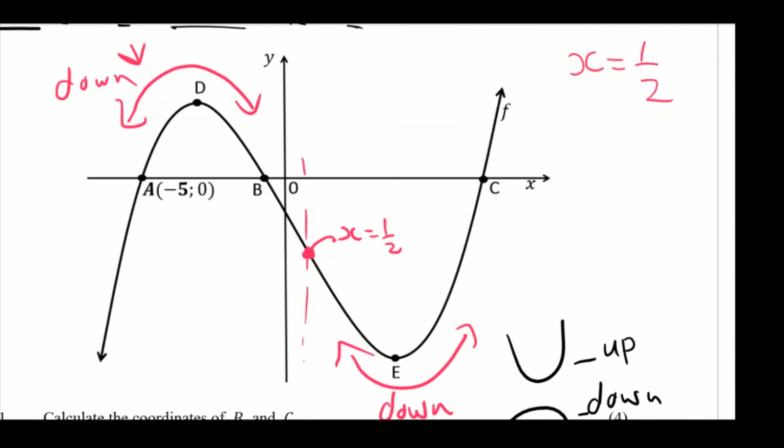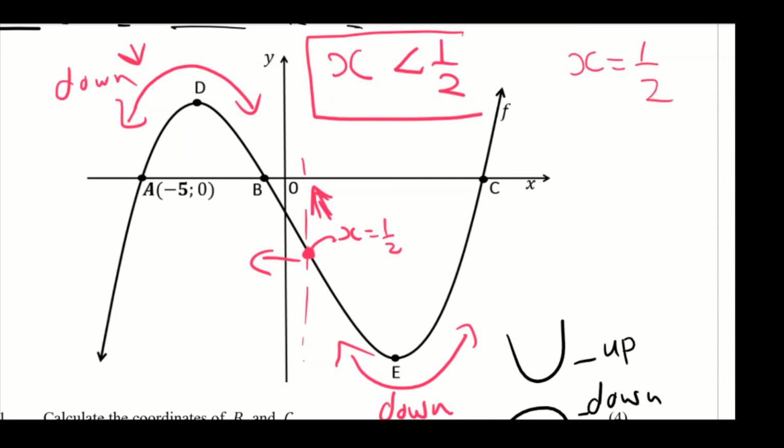Concave down is before 1 over 2, so it's that direction. It's not going down, it's going up. So to conclude, we can say when x is less than 1 over 2, the function is concave down. When x is less than 1 over 2, that is the direction, so the function is concave down. That is the solution: x less than 1 over 2.